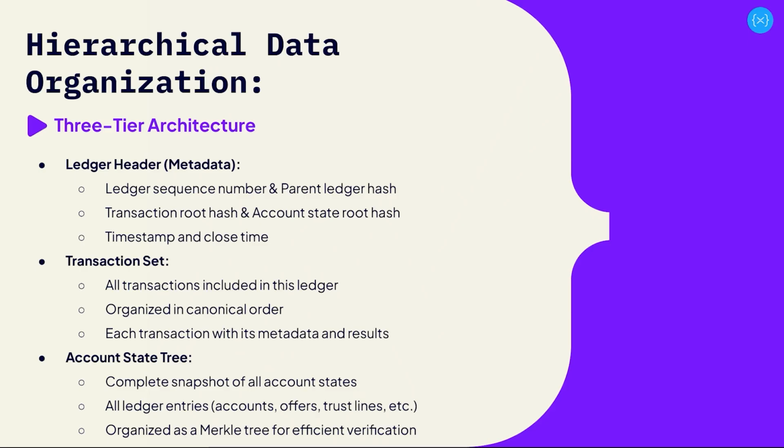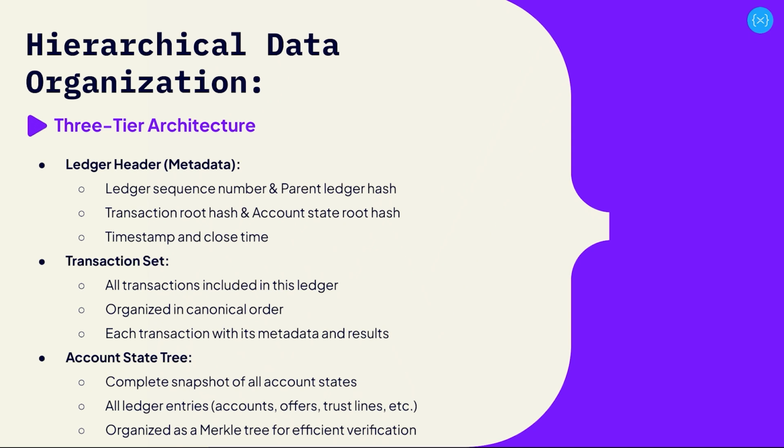Next, we'll look at the hierarchical data organization. It's a three-tier architecture. First is the ledger header. This contains the ledger sequence number, the parent ledger hash, transaction root hash, account state root hash, and the timestamp and close time. The second tier is the transaction set.